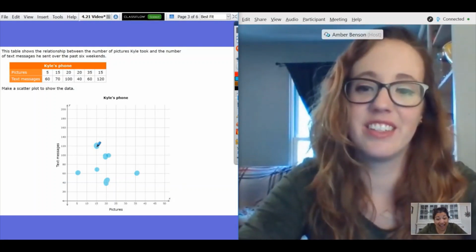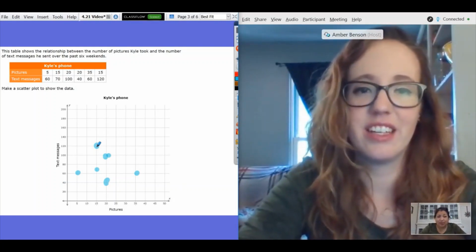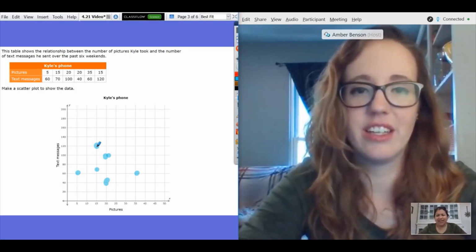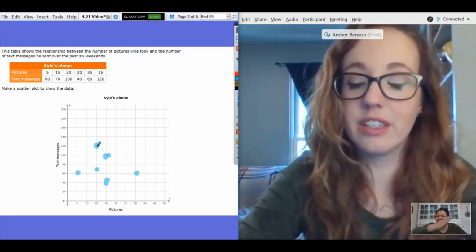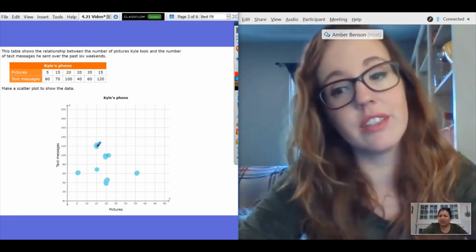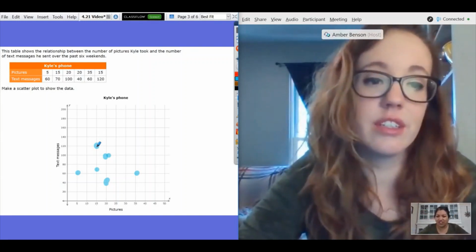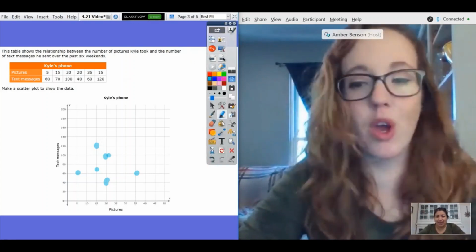Look at that graph. The scatterplot is everywhere. I mean, there's no negative relationship and there's no positive relationship. What the heck does that mean?